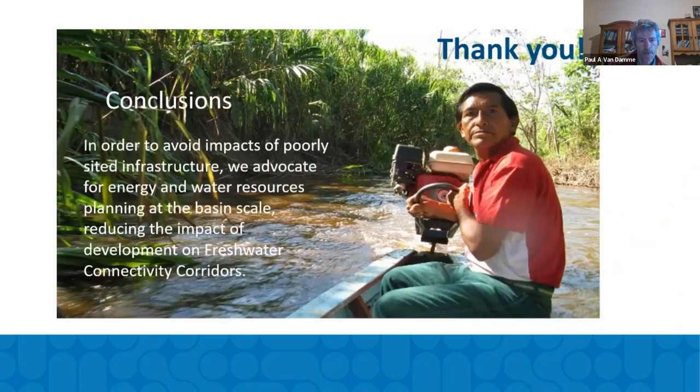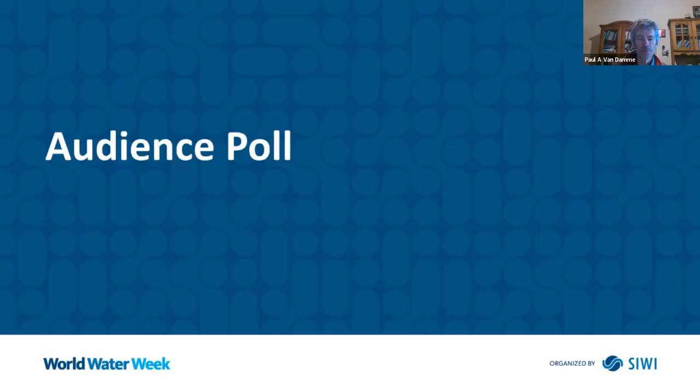As a conclusion, we should avoid dams on the large rivers that provide migration corridors and pathways for hydrological and sediment flows. We should advocate for energy and water resources planning at the basin scale, reducing infrastructure impact on this freshwater connectivity. Thank you very much.